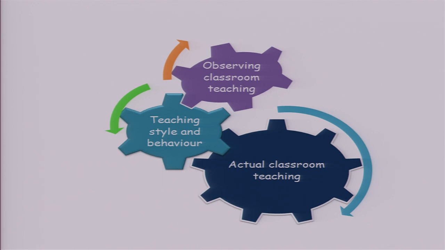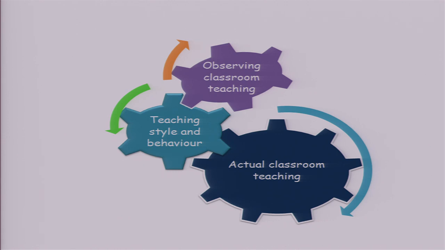In this context, we have to concentrate on two important things, that is observing classroom teaching, and teaching style and behavior. When we look at the pre-service teacher training program, we are sending the learners for observation of actual classroom teaching. What are they observing? They are observing the classes taken by skilled teachers, how they are teaching. And next one, the teaching style and behavior of the teachers. This is an important thing.